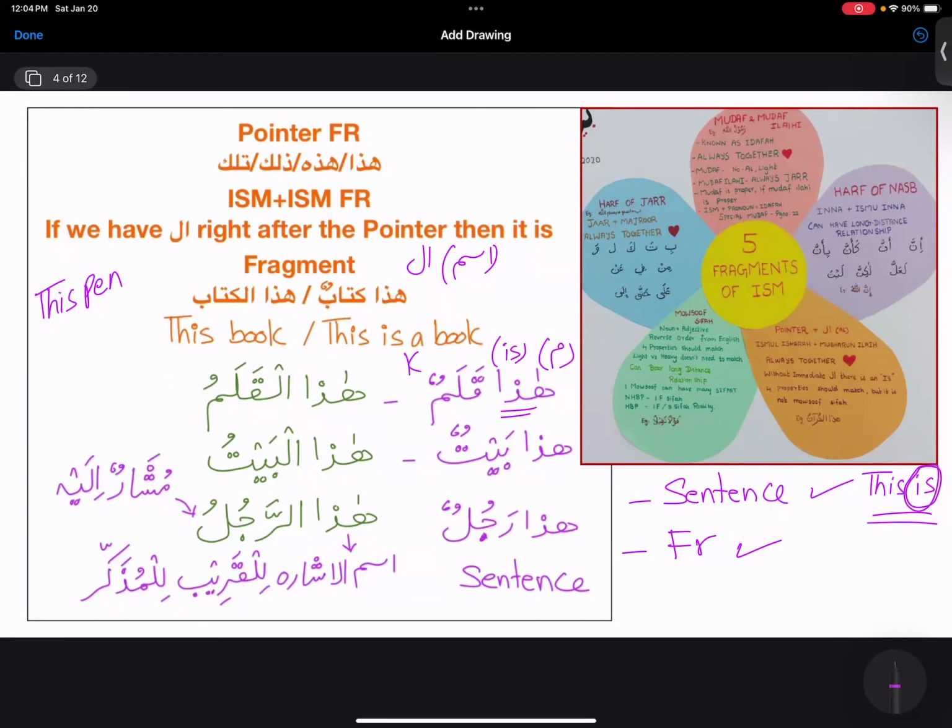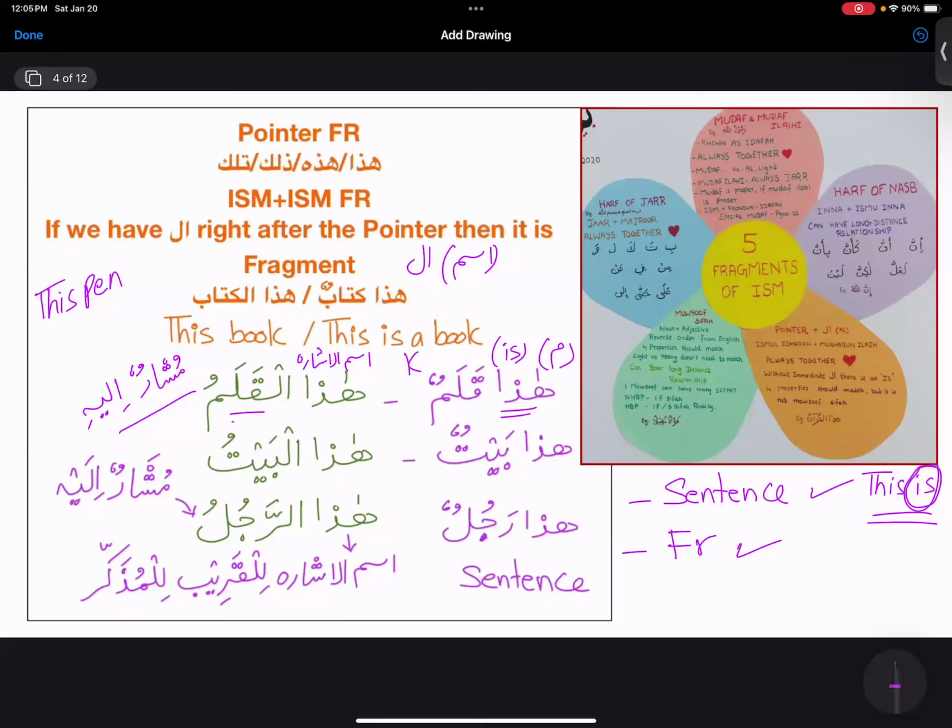Exactly. So now I'm going to call haza ismul ishara. And then I can further describe it as ismul ishara lil kareeb, and this is lil muzakkar, right? And then kalamu, you need to remember one more term: musharun ilay. Ustadhati, this slide is not added in the PDF, this and the previous one, which you did practice. I did it last night, so you can take a picture of it, no worries. So, musharun ilay, the thing that is being pointed to.